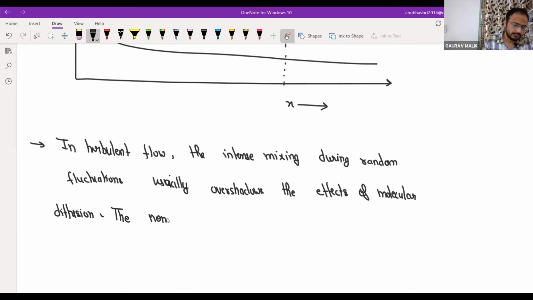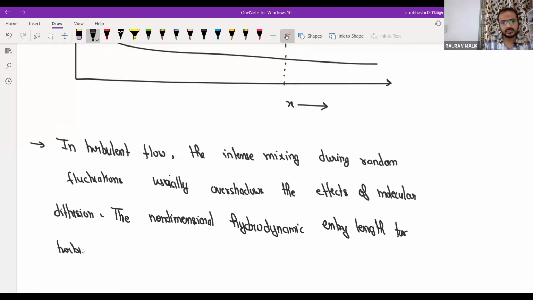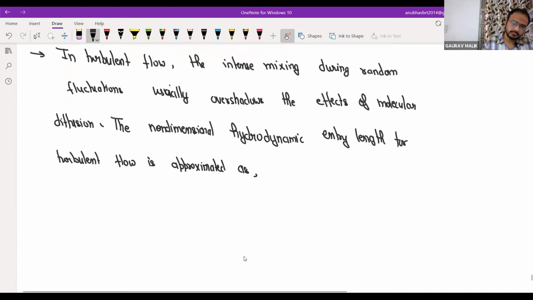The non-dimensional hydrodynamic entry length for turbulent flow is approximated as LH of turbulent divided by D is equal to 1.359 into Reynolds to the power 1 by 4.